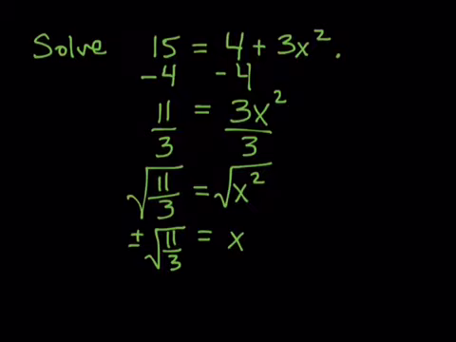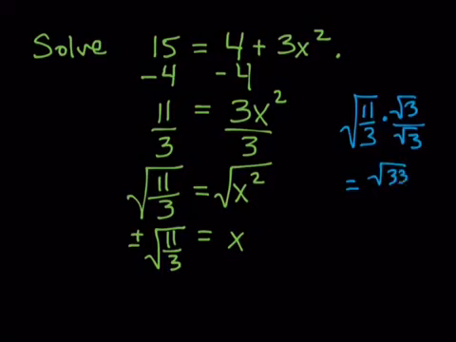So the square root of 11 thirds. In one of the previous videos, I reviewed how to simplify these. So you would rationalize. I'm going to multiply by square root 3 over square root 3, and that's going to be square root 33 over 3. And then 33 is 3 times 11, so I know there are no perfect square factors in that square root. So my final answer, x, would be plus or minus square root 33 over 3.